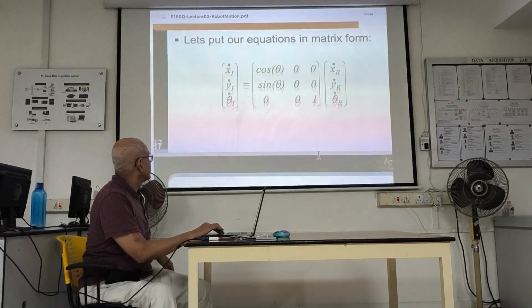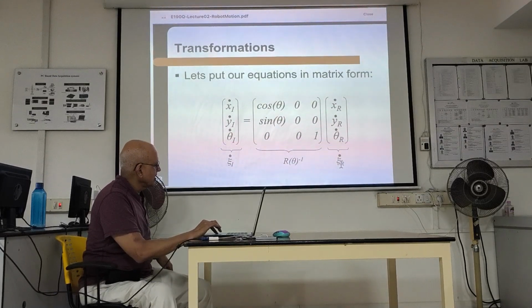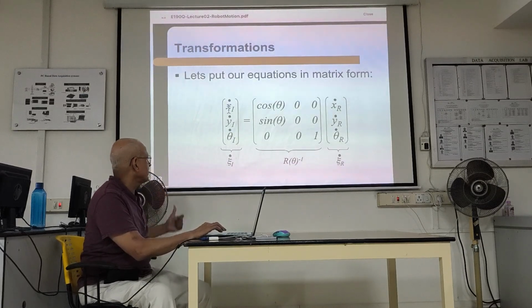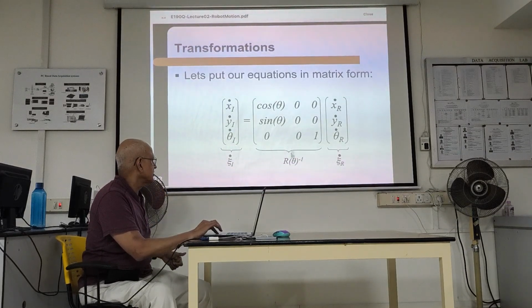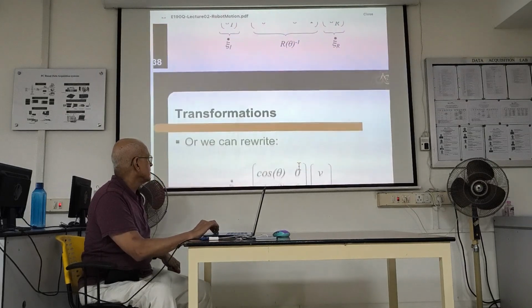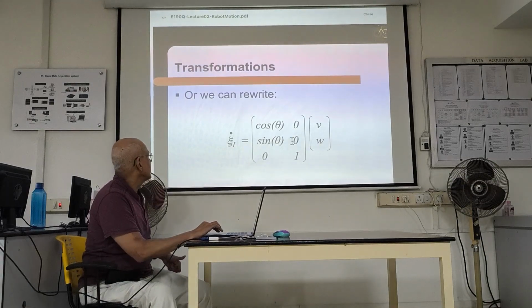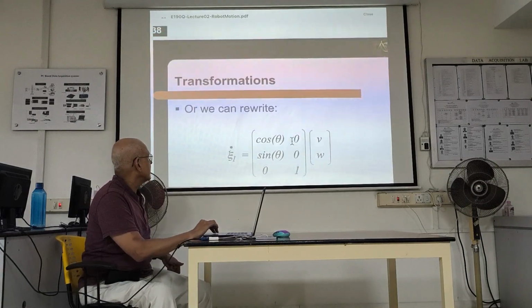Why is it coming here? Because something extra must have happened. Here it is, yeah. He's labeling this. This is your psi r dot, the state of the robot's velocity. And here's the state on the world frame. And this is the transformation matrix, which is called r theta inverse.